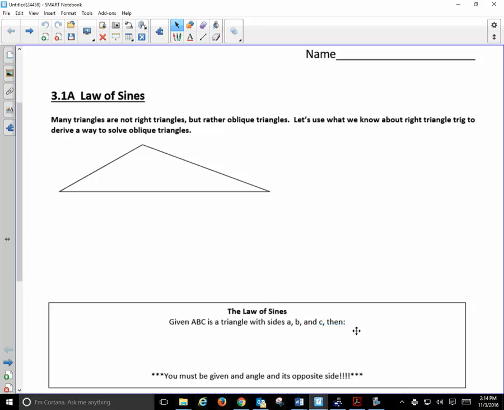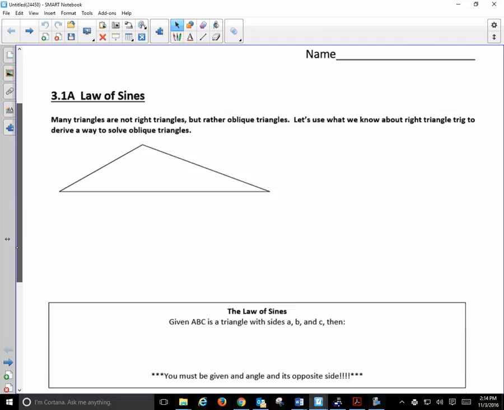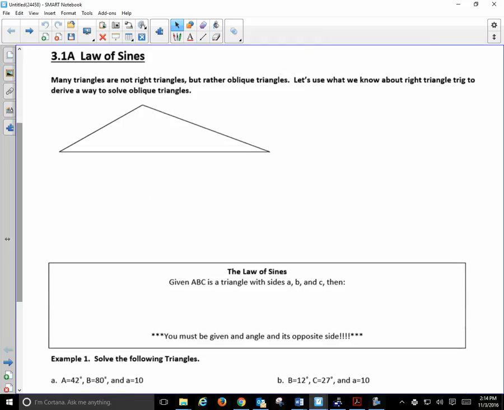Okay, our goal in this new unit is to learn to solve triangles that are not right triangles, but instead they're oblique triangles, meaning they don't have a right angle. So we're going to do this once. We won't do it again, but I'm going to show you how we come up with a new formula that tells us about these triangles.